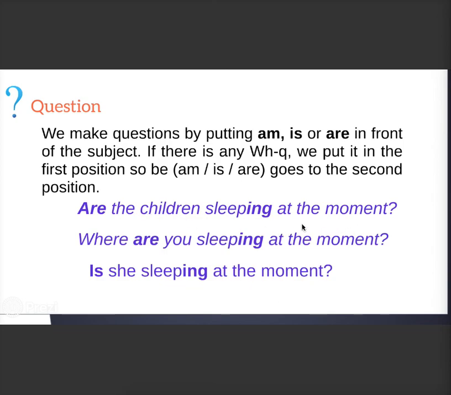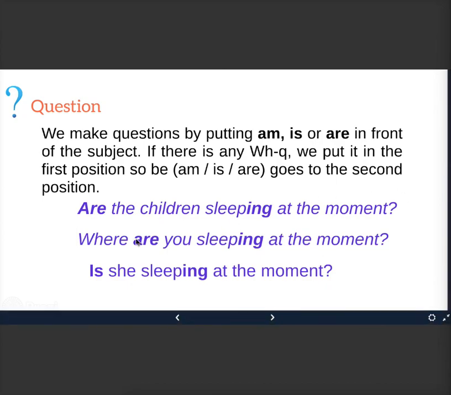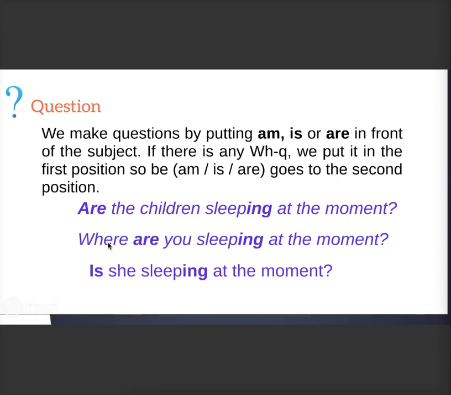Are the children sleeping at the moment? Where are you sleeping? ¿Sí ven? Primero el verbo to be, luego el sujeto, luego el verbo con ing. It doesn't matter if you have a WH question, that is going to be the first thing. So, where, and then la estructura normal. Verbo to be, sujeto, verbo con ing. Where are you sleeping at the moment?